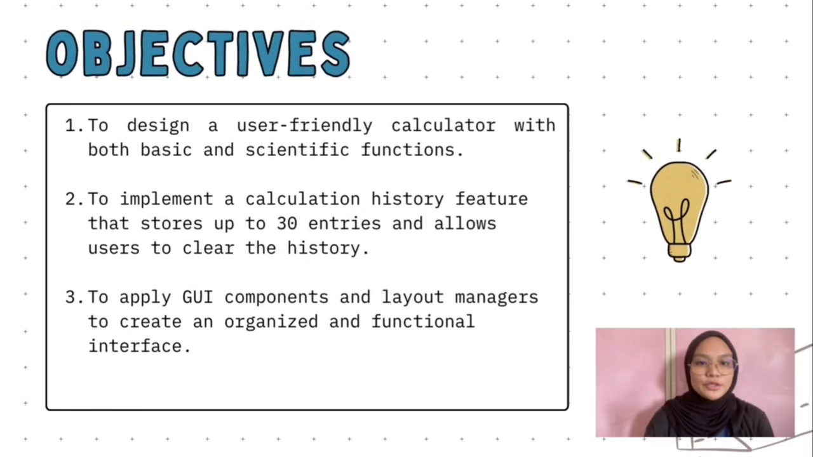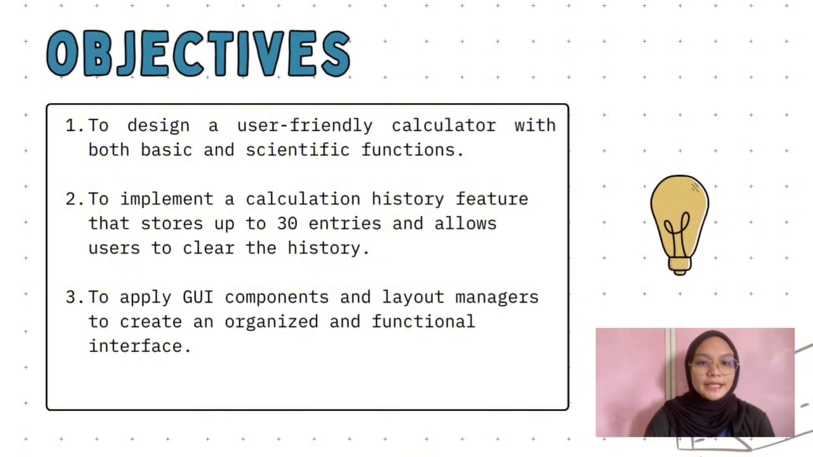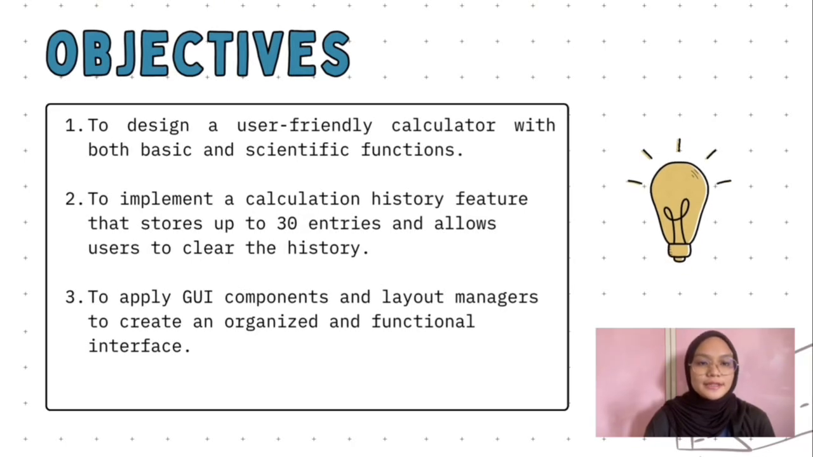Next, let's move on to the objective of our project. There are three main objectives for our project. First, to design a user-friendly calculator that supports both basic and scientific functions. Second, to implement a calculation history feature that can store up to 30 records and allow users to clear the history when needed. Lastly, to apply Java GUI components and layout managers to create an organized and functional interface.